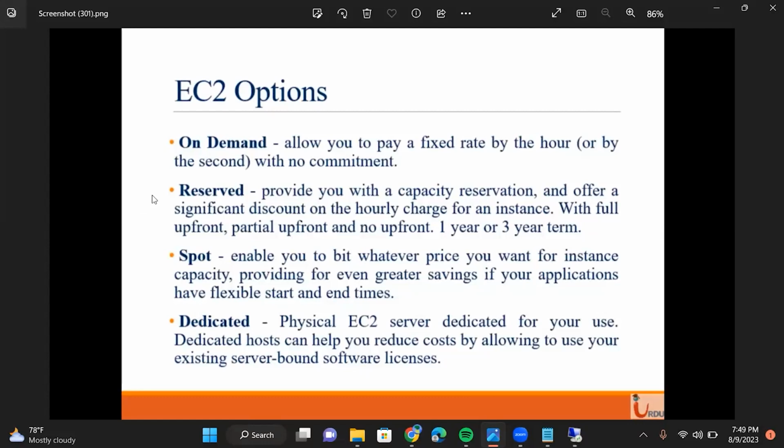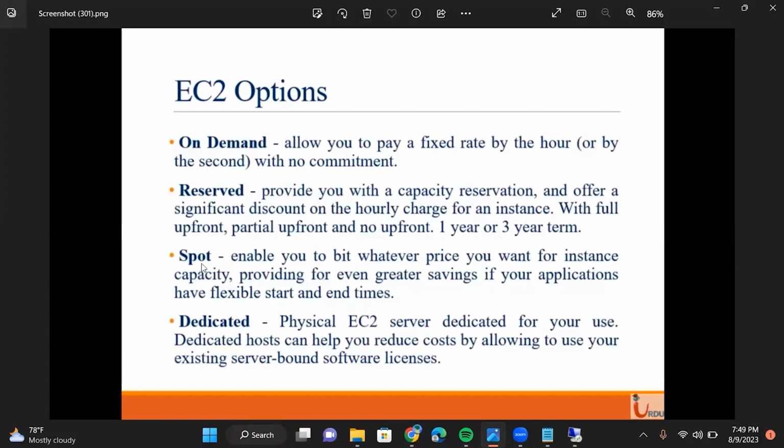So in reserved EC2, we reserve the EC2 for a particular fixed time. In on demand, we utilize EC2 according to our demand. We are not making any prior reservation, but in reserved EC2, we are reserving some EC2s for our personal use, for a particular time period.